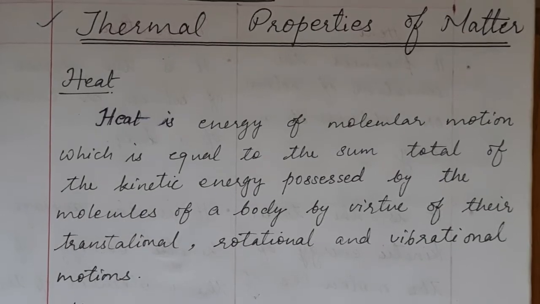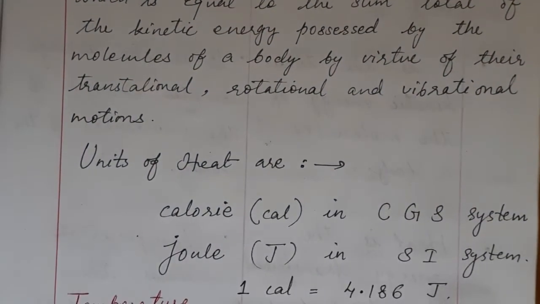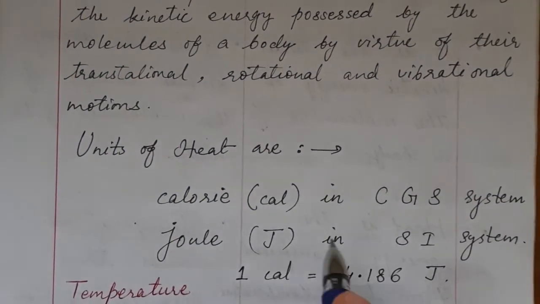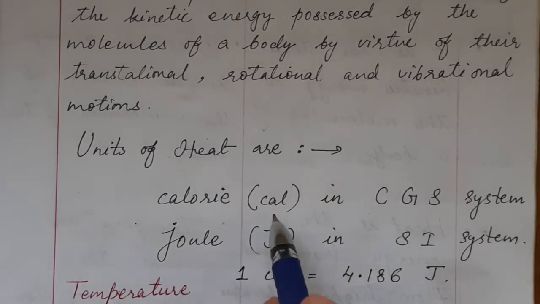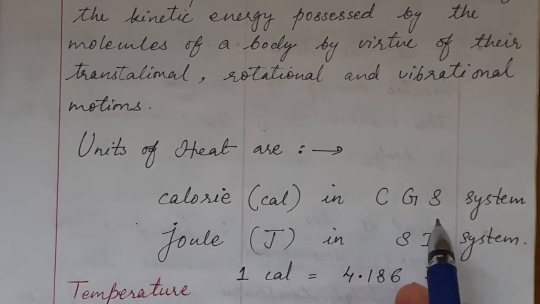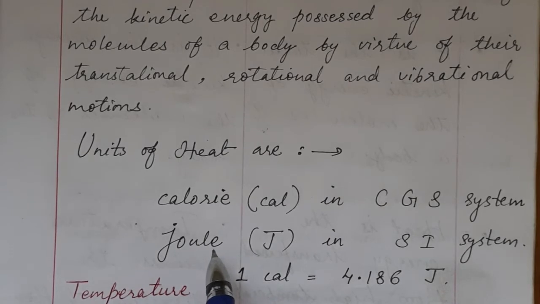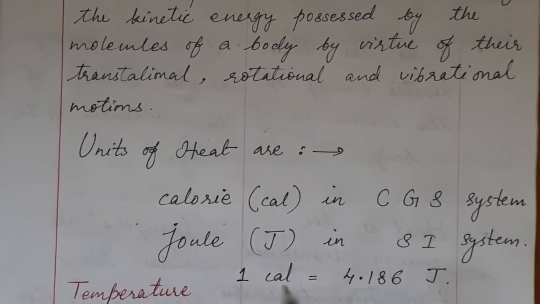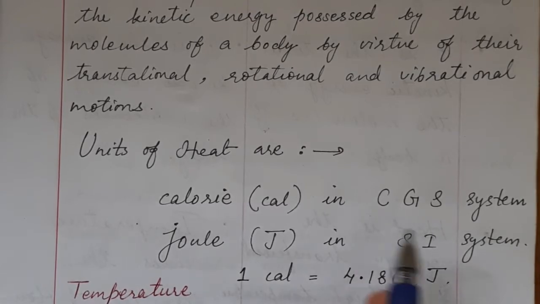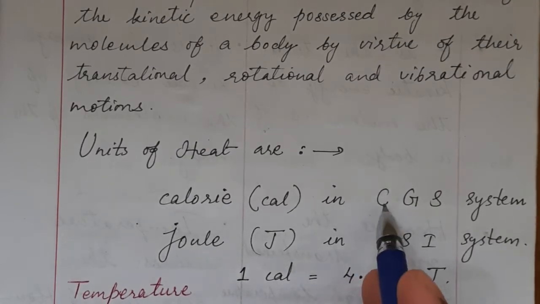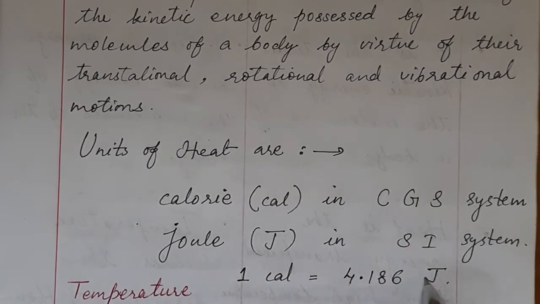And heat is expressed in different units. One unit is calorie. This is a CGS system of unit, and the SI unit is joule. And we know that 1 calorie is 4.186 joule. This is the SI and CGS relation: 1 calorie, that is 1 CGS unit, is 4.186 joule.